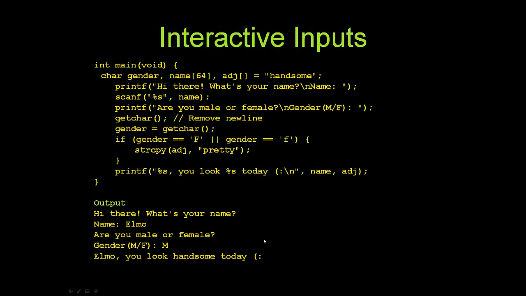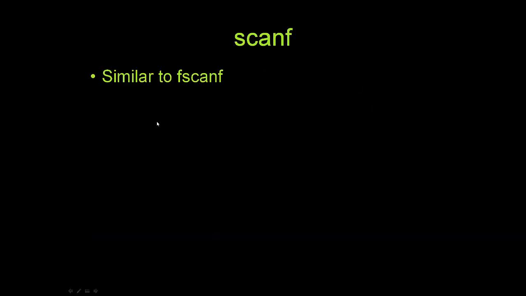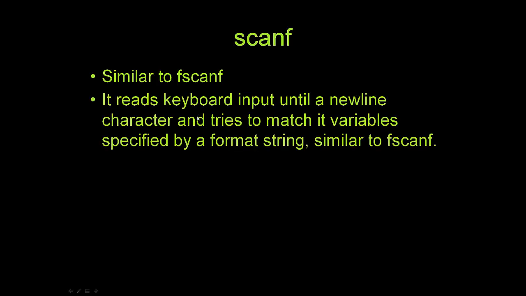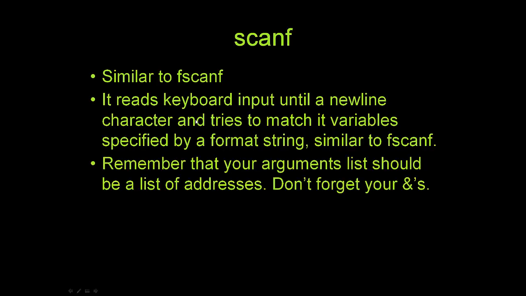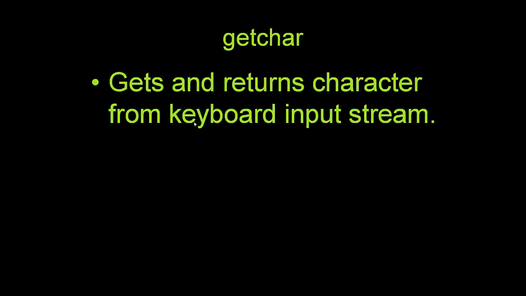You can also have interactive inputs, which means you can also read from the screen. The way to do it is, for example in this code, you can print "Hello there, what's your name?" and then you can scanf a string. "Are you male or female?" You can get a character. scanf looks like fscanf, so you can get a string using the keyboard input until a newline character and try to match just like fscanf. Your argument list should be a list of addresses, so don't forget the ampersand. And getchar gets one character from the keyboard input stream.